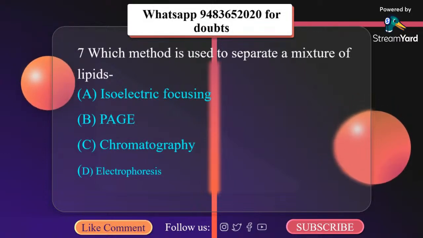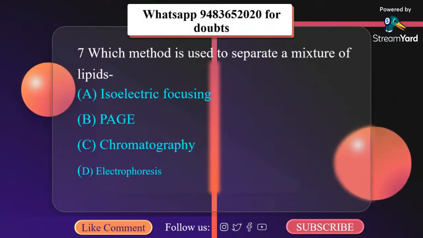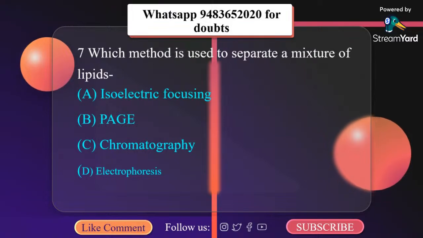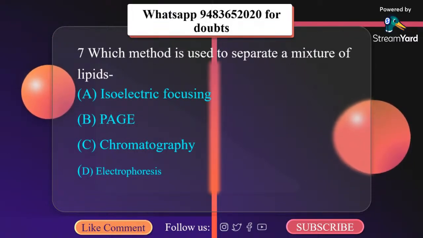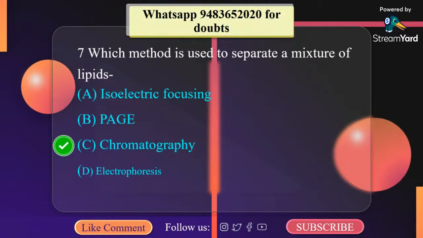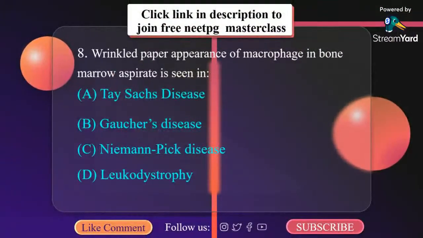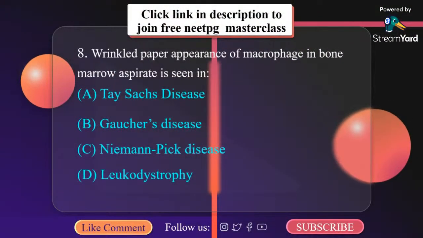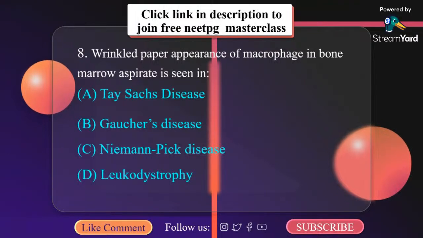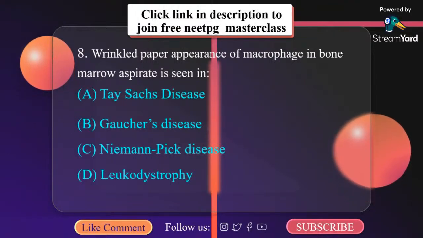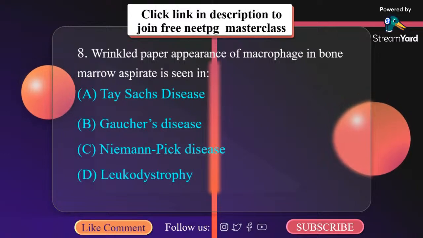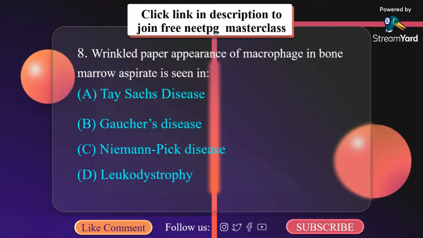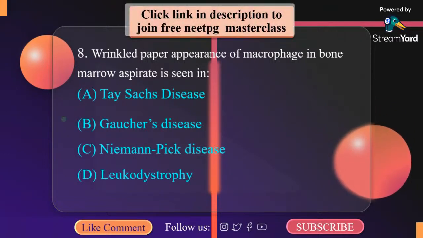Which method is used to separate a mixture of lipids? A. Isoelectric focusing, B. PAGE, C. Chromatography, D. Electrophoresis. It is chromatography. Wrinkled paper appearance of macrophage in bone marrow aspirate is seen in A. Tay-Sachs disease, B. Gaucher's disease, C. Niemann-Pick disease, D. Leukodystrophy. It is Gaucher's disease. Wrinkled paper or crumpled tissue appearance of macrophage in bone marrow aspirate is seen in Gaucher's disease.